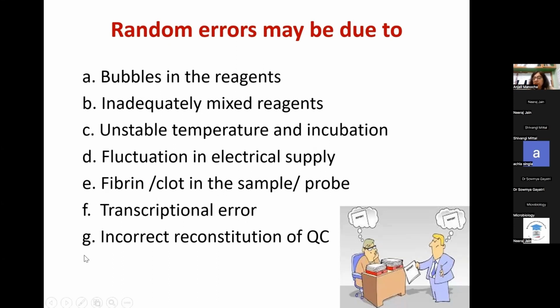There could be bubbles in the reagent. A fresh reagent has been put in and has been inadequately mixed, or a sudden fluctuation in temperature, or fluctuation in the electrical supply of the machine, which gives a sudden jerk or jolt. A clot in one particular sample. It may not happen in every sample. A transcriptional error or an incorrect reconstitution of a QC material. All these are random errors which do not show a specific pattern.